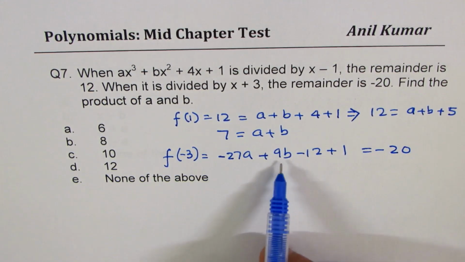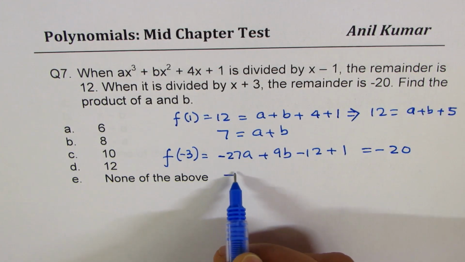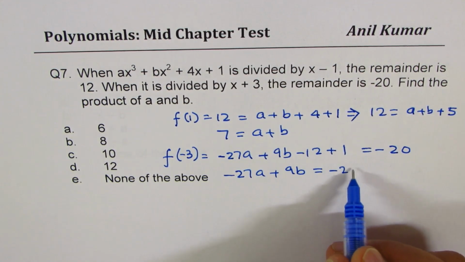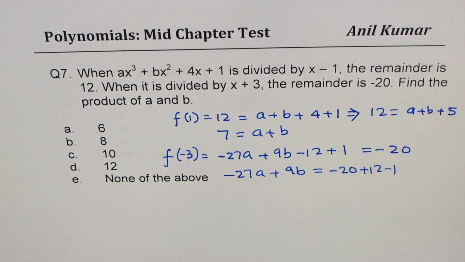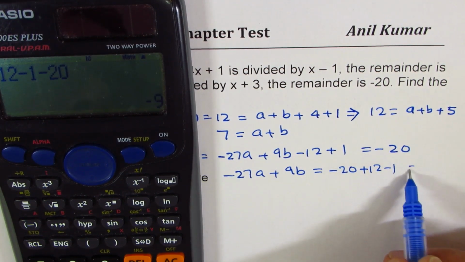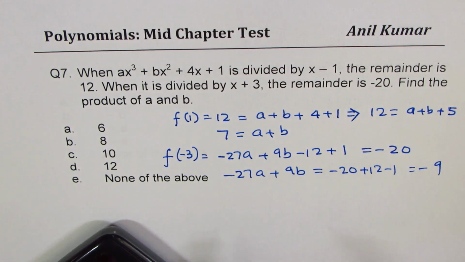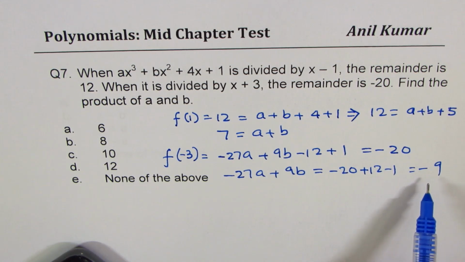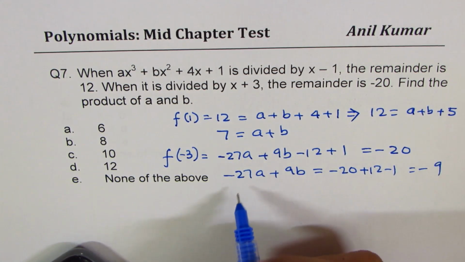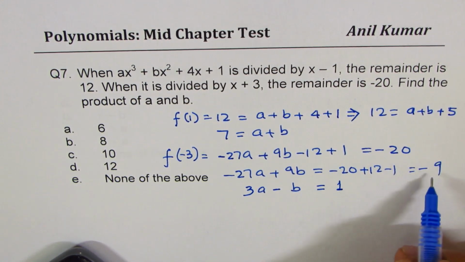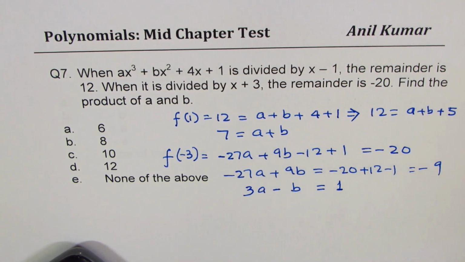Correct? So in this case, let's simplify. We get minus 27a plus 9b equals minus 20 plus 12 minus 1. We'll have to use the calculator. Let's use it. We have 12 minus 1 minus 20 equals minus 9. And we can actually divide by 9 now, or maybe minus 9. If I divide by minus 9, I get 3a minus b equals 1, right? It's just a question of solving them.